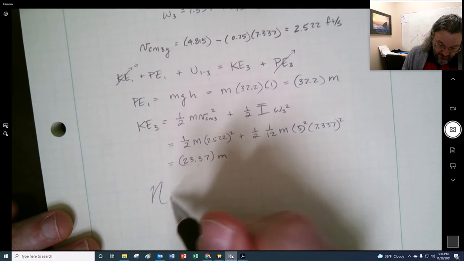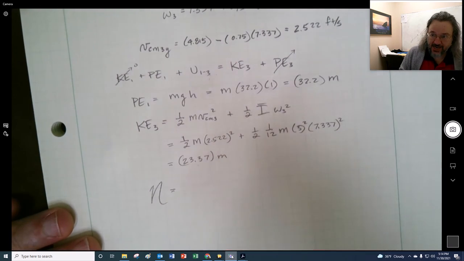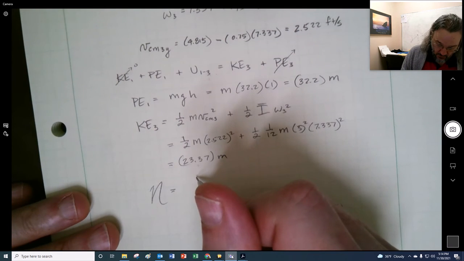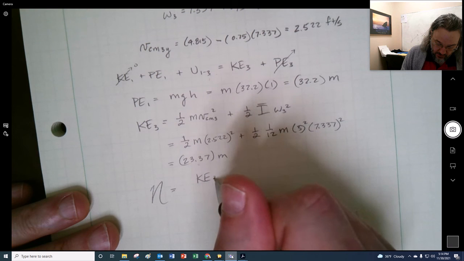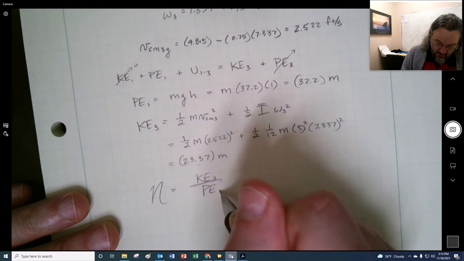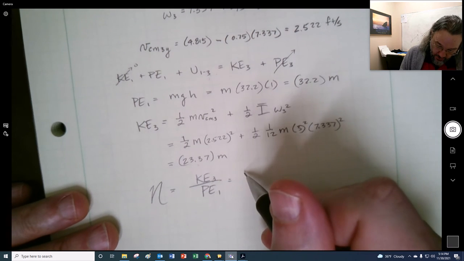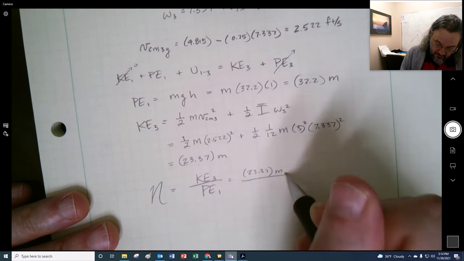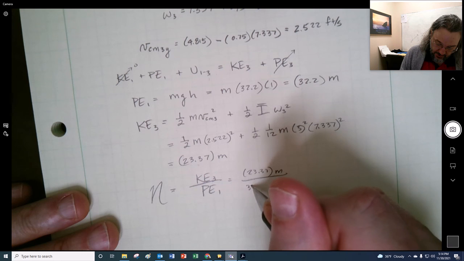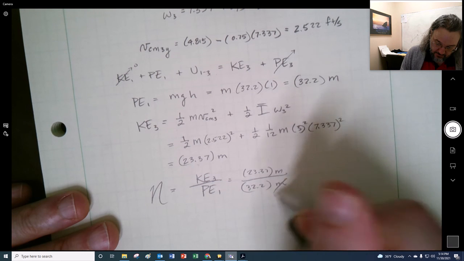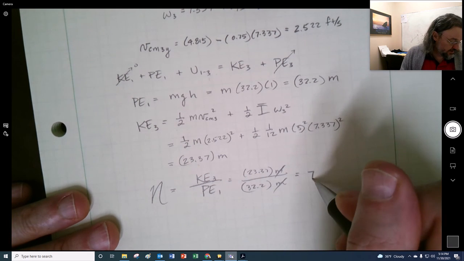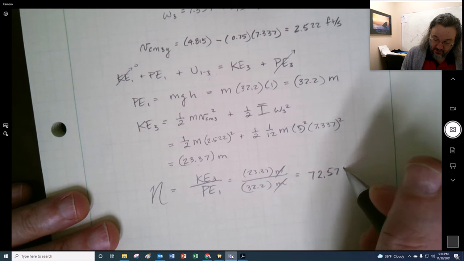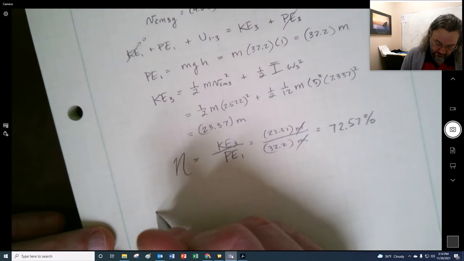So the efficiency is going to be the energy after the collision divided by the energy before, right? So it's going to be KE3 divided by PE1, or 23.37 m divided by 32.2 m. And we get 72.57%.